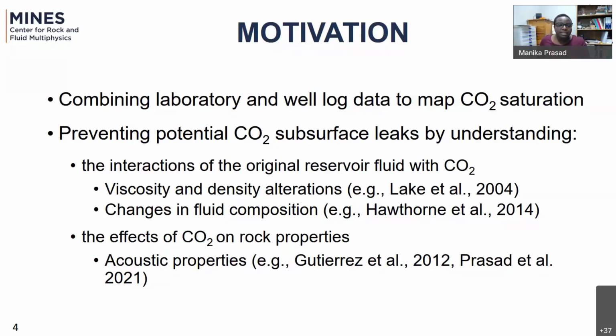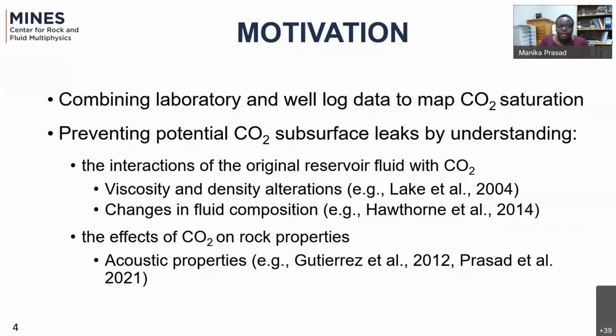So in understanding the leaks, we know that there are interactions between the original reservoir fluid and CO2. As has been stated in literature, like Lake mentioned, viscosity and density alterations happen when we inject CO2 into an oil reservoir. There are also changes in fluid composition, like Orton had also given in his study.